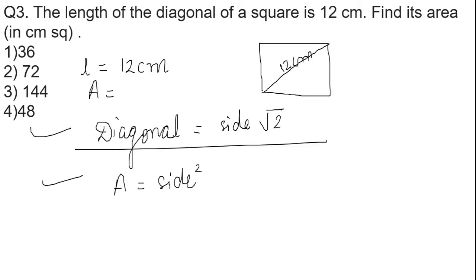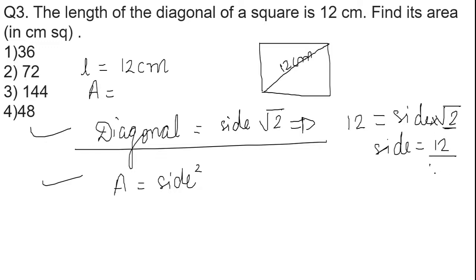Now the diagonal given is 12 centimeter, which is equal to side under root of 2. Can I write like this? Yes. So side is equal to, this is in multiplication, so if I take this under root of 2 to this side, it will go in division, so this will be 12 by under root of 2. This will give me side that is equal to 12 by under root of 2.